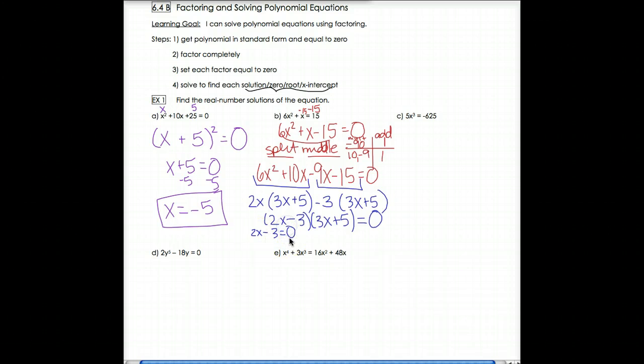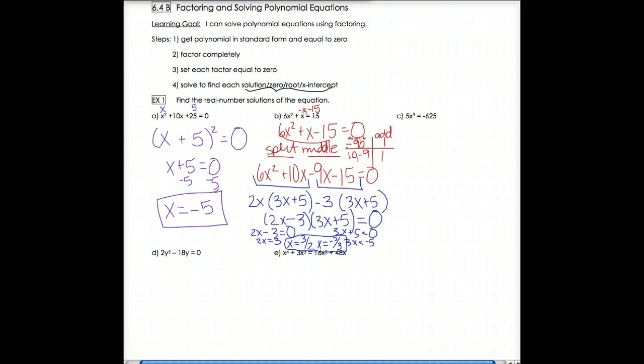So if 2x minus 3 equals 0, I add 3 and then divide by 2. So x equals 3 halves. Over here, if 3x plus 5 equals 0, I subtract the 5 first, so 3x equals negative 5, and divide by 3. So that means my other solution is x equals negative 5 thirds. And there we go.